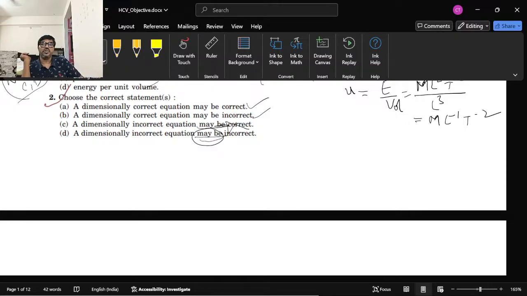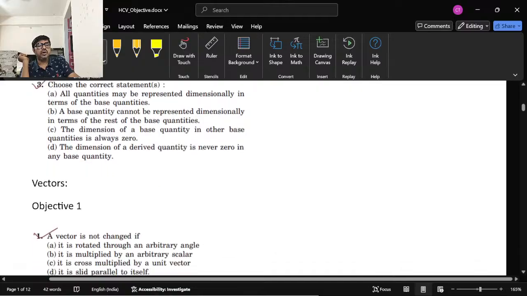In the examination, we use this elimination method. You check whether it is dimensionally correct or not. If it's dimensionally incorrect, you can eliminate it. Dimensionally correct may be correct; we'll verify it later next time. So that's a very useful strategy in the exam also for us. Okay, third question.